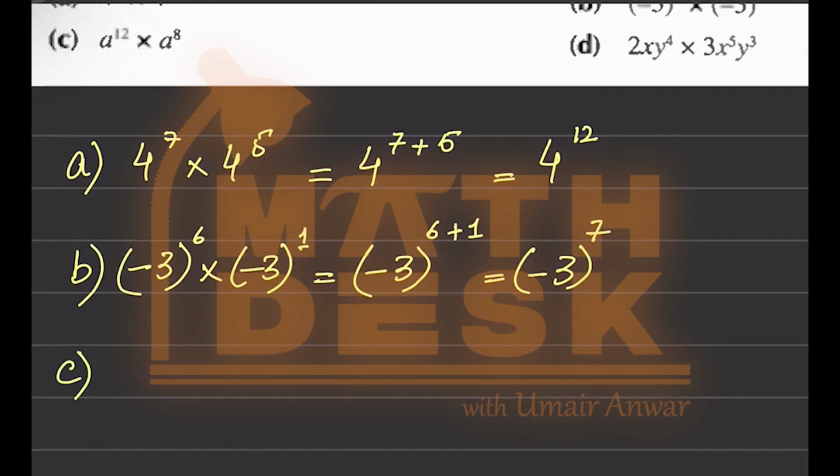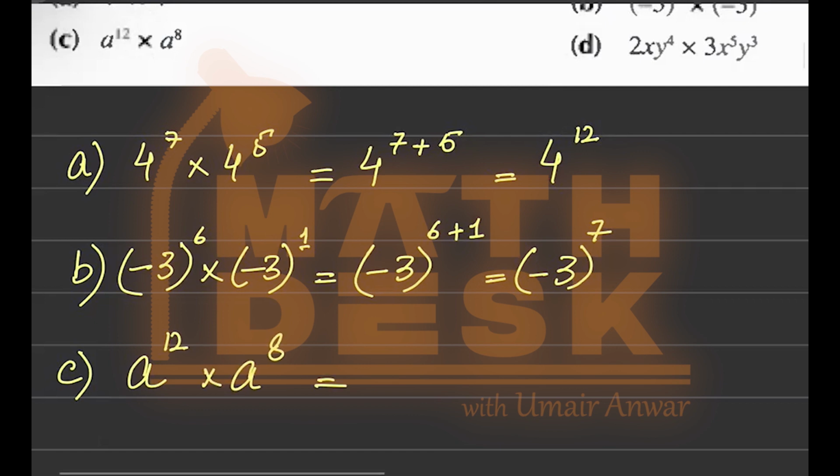Moving on to the third one, it says a raised to 12 multiplied by a raised to 8. Again, the bases are same and they are being multiplied with each other. So I will be writing a single base, and in the index, I will be adding both of the powers. So 12 plus 8, it would become a raised to 20.